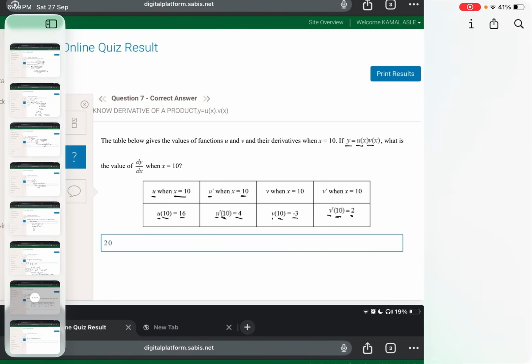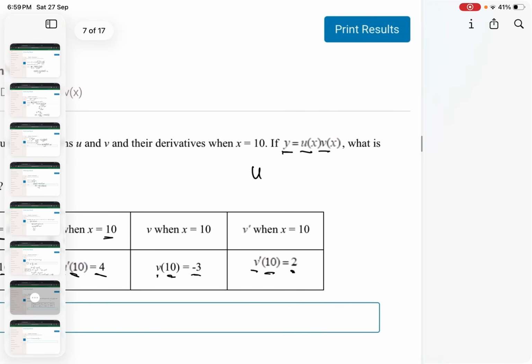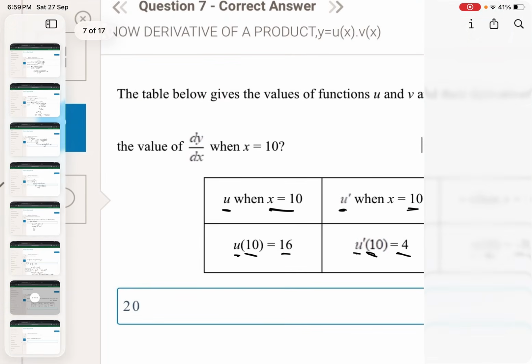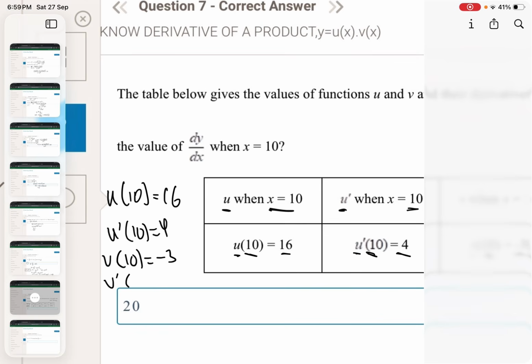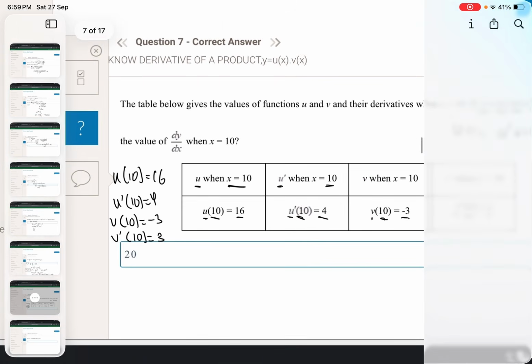So what you do is you get the points. First, the rule is (u times v) prime, which is equal to u prime times v plus v prime times u. Okay, let's take the points. u of 10 is 16, u prime of 10 is 4, v of 10 is negative 3, and v prime of 10 is 2.